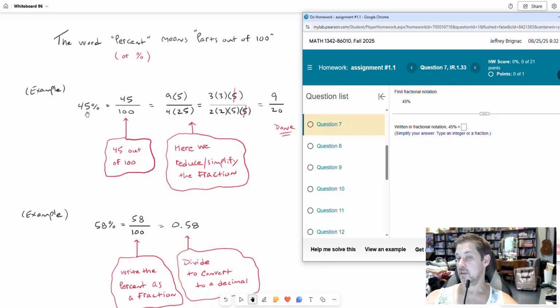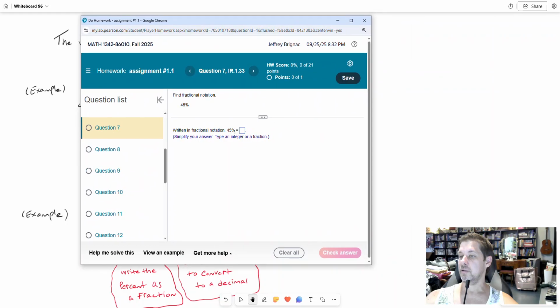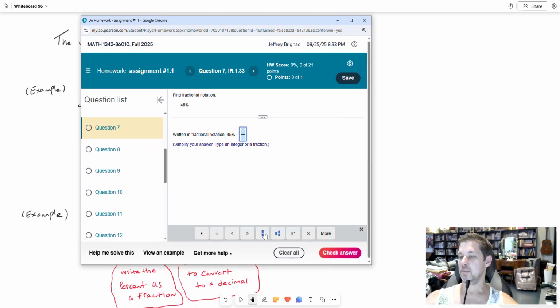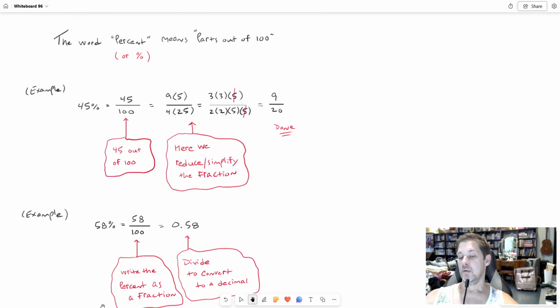So 45% means 45 out of 100. And that can be written as a fraction, 45 on top, 100 on the bottom. Now, that's the fraction, but that's not what I'll put in here. I won't put 45 over 100 because the instructions say to simplify the answer. All right, what does that mean?